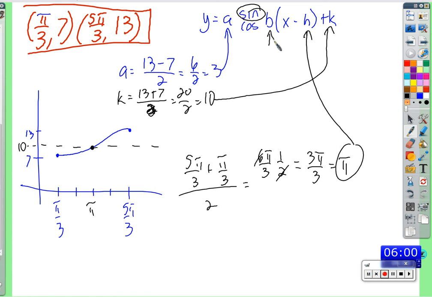Last thing is B. How do we find B? First, to find B, we have to find what? P, the period. Do we have P yet? I did the period instead of H. 2 pi over 3. How did you find that? Well, the full period would be where we trace out one full cycle, one full repeating shape. We're halfway there.